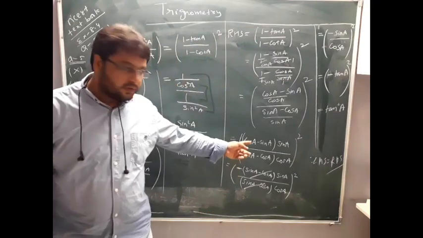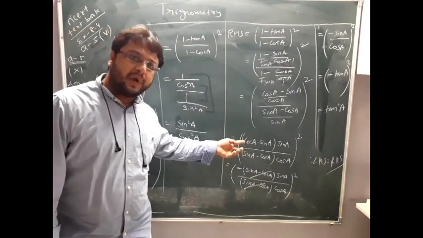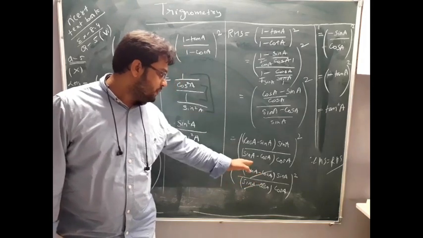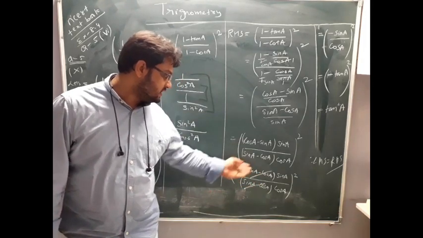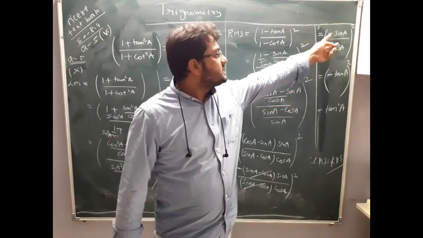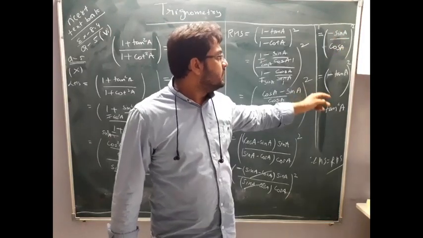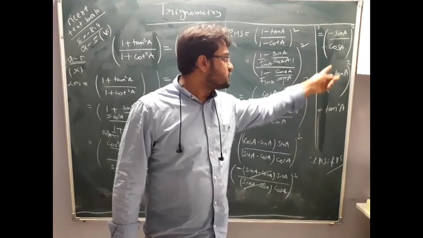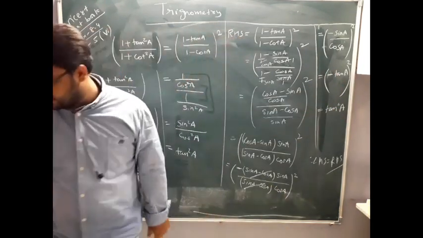Clear? See, this portion was not easy to cut. So I have taken minus common here. So minus common, sin A minus cos A. To make it the same, I have taken the minus common. So this got cut. Remaining was minus sin A by cos A, the whole square. Now sin A by cos A is nothing but what? Tan A. So minus tan A, the whole square. Minus square is plus tan square. You can copy it out.